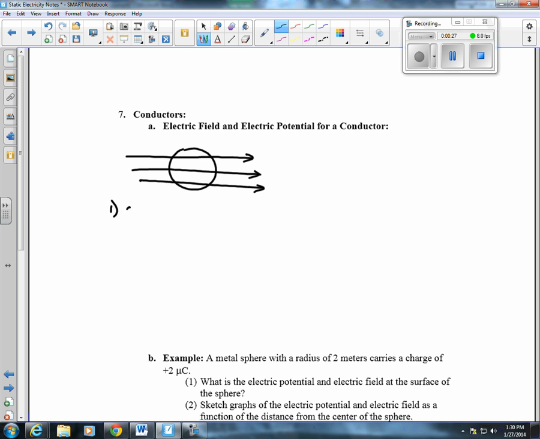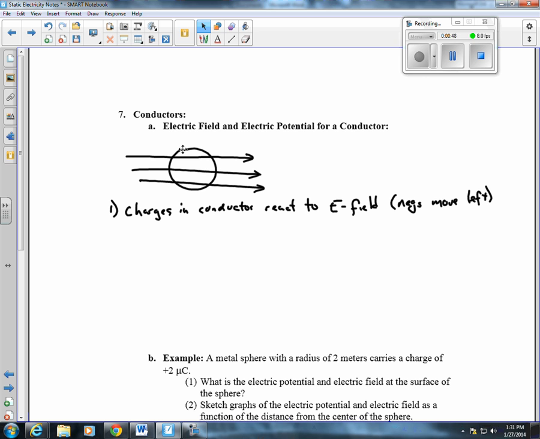So we're going to take step one: the charges in the conductor react to the electric field. In this case, the negatives move left because our electric field is pointing to the right. So the negatives are going to end up on this side, and this side will have a net positive charge. Now, I'm doing this like it's the second step, but really this all happens together.